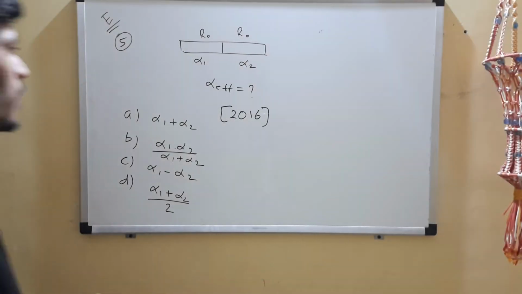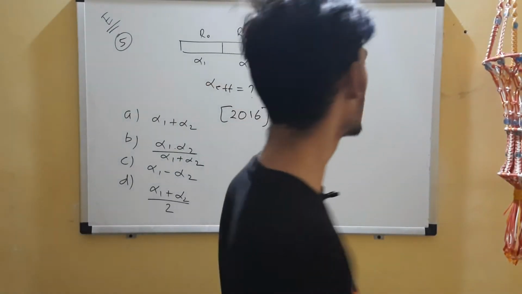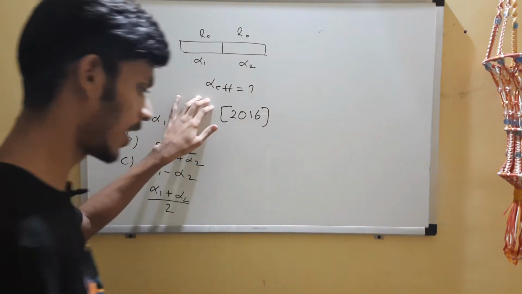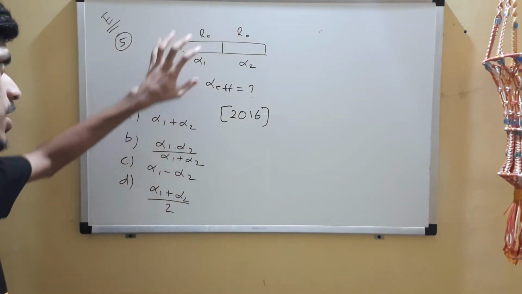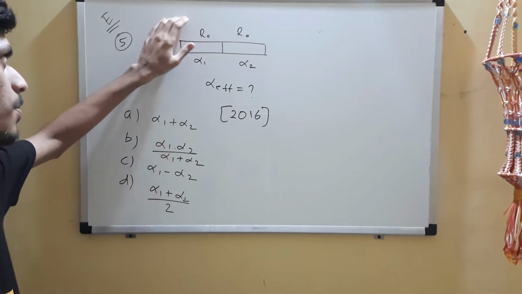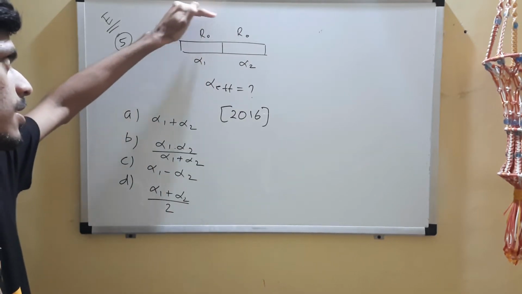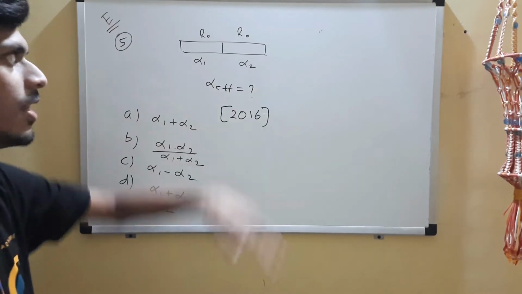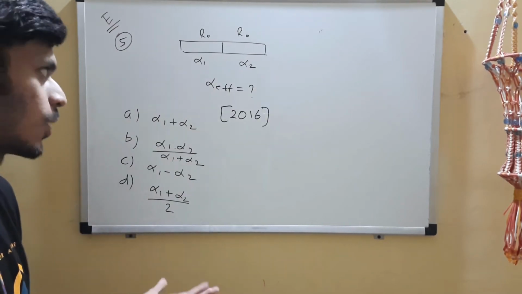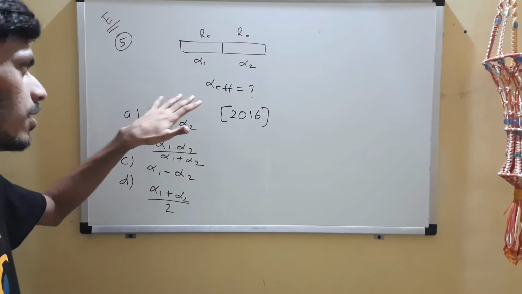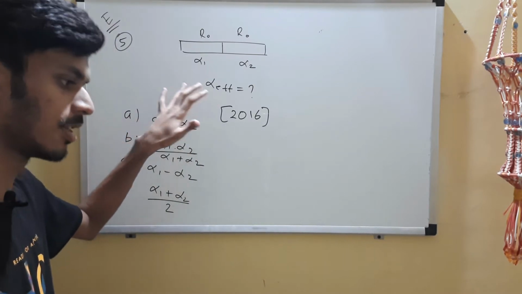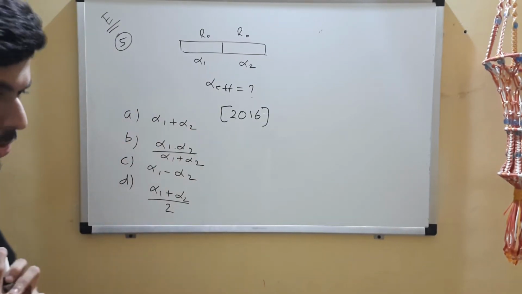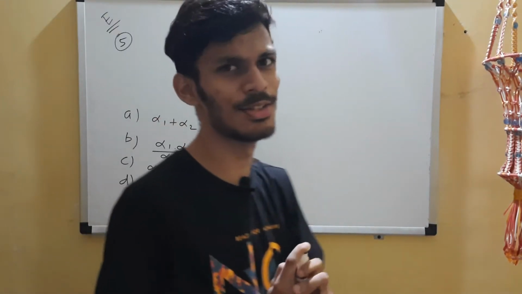So question 5 over here from 2016. In this question, you are supposed to find the effective temperature coefficient of the system. Okay, so in the system, you have two resistors, each with resistance R0. The temperature coefficients are respectively alpha 1 and alpha 2. Okay, so the question remains the same. Find the effective alpha, which is the effective temperature coefficient. Okay, if you think about it, it is not that difficult.